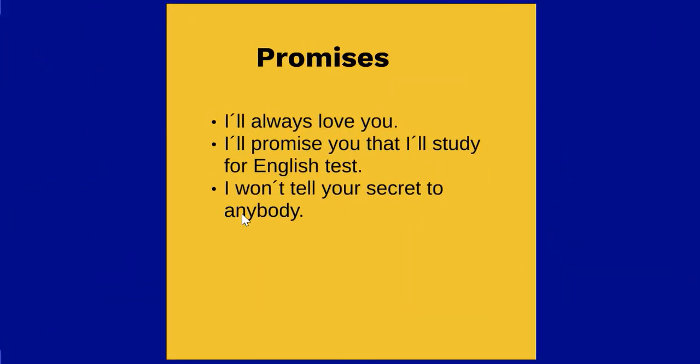And the last one, it's a promise, right? When you promise something, for example, I'll always love you. I promise you that I'll study for the English test. I won't tell your secret to anybody. Those are promises. That's why we are using will. In this case, again, as you can see here, I'll is the contraction of I will. In this case, I won't is the contraction of I will not.